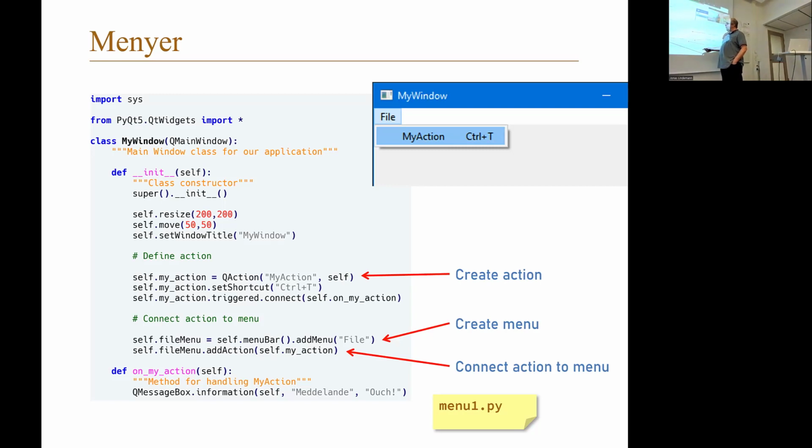And you can see then I create the file menu, menu bar, add menu, file. And then I add an action to my file menu here, my action. And then I have a method here to act what's going to happen when you actually call this action. So I will display a message box here with a message.